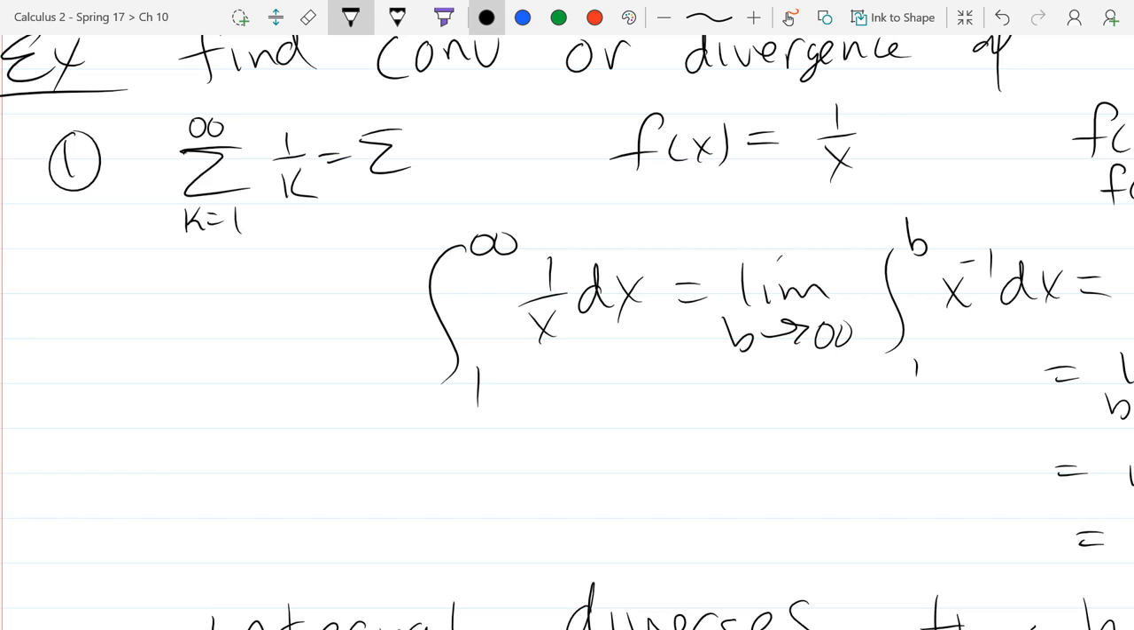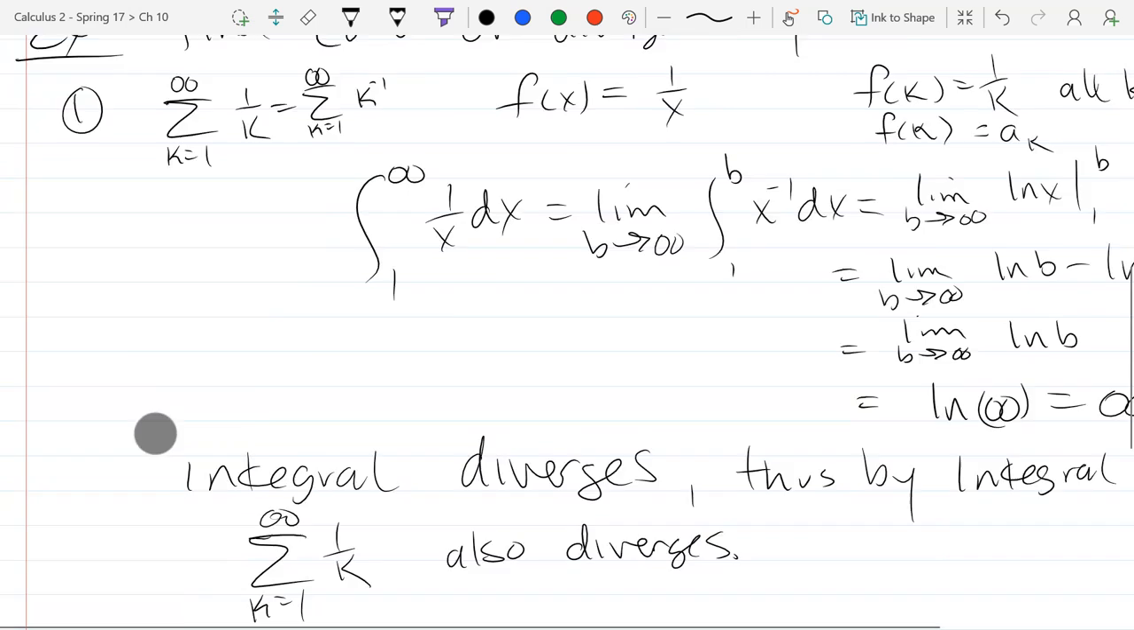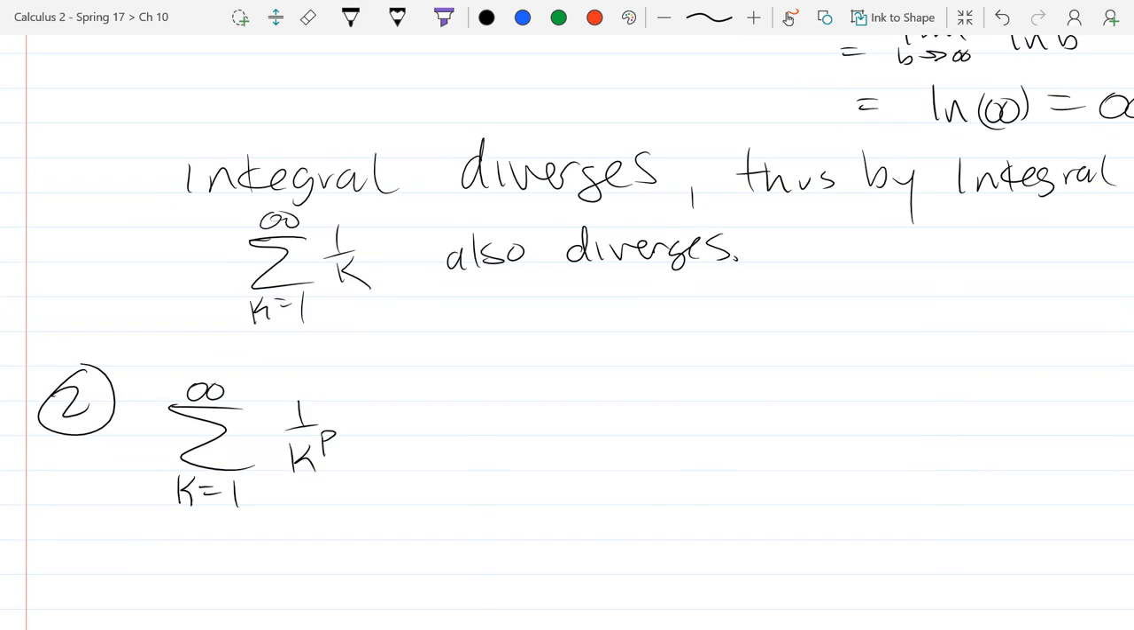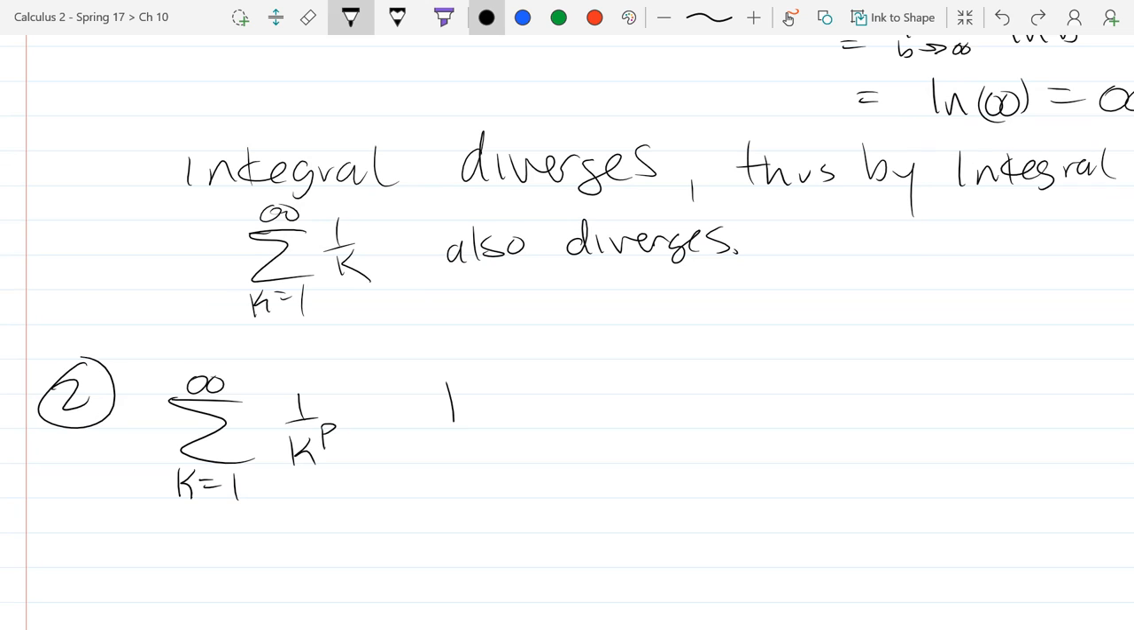And I could rewrite this as k to the negative 1. So example 2: we took care of the p equals 1 case already. That was the one we just looked at, right up here. If p equals 1, I could write a first power, but it's always dangerous in a calculus class to write a first power. But we took care of p equals 1 right there. So let's assume p is not 1.